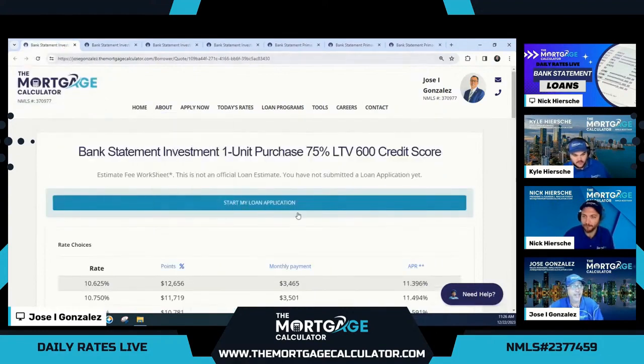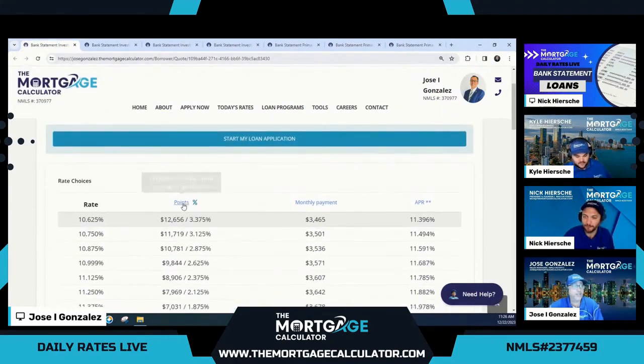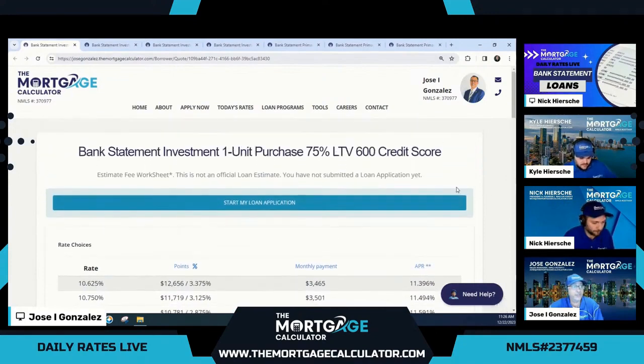And I did say I was promising one additional specialty treat here. So here we're looking with a 600 credit score on an investment property. That's a pretty low rate there for a bank statement option, but we can still do that at the mortgage calculator at a 75% LTV. So save the best for last for your borrowers that may be challenged a little bit there, their 600 credit score, 75% LTV.